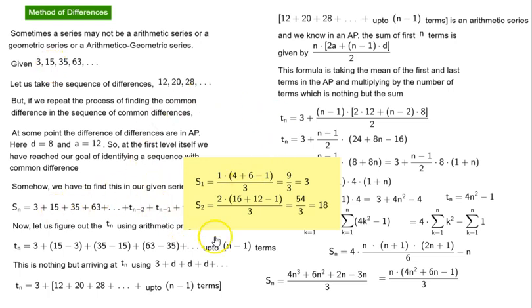So that was finding or evaluating the series using the method of differences.